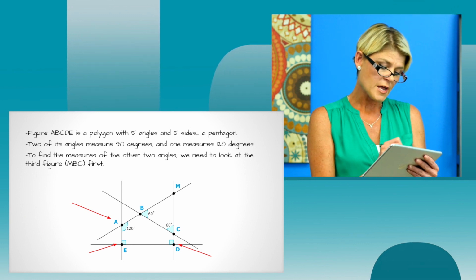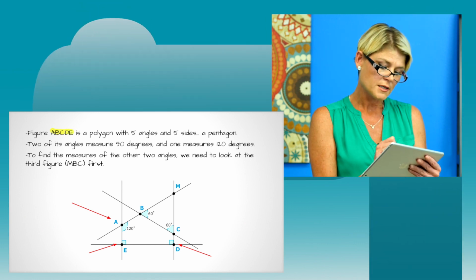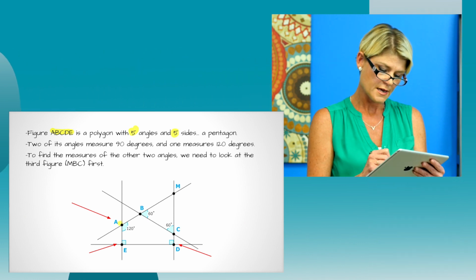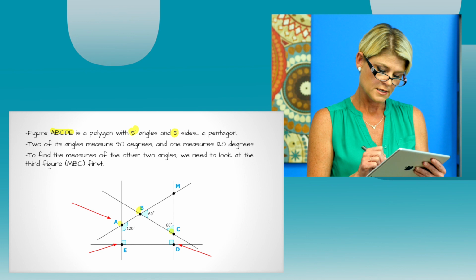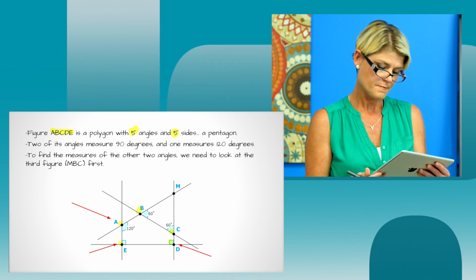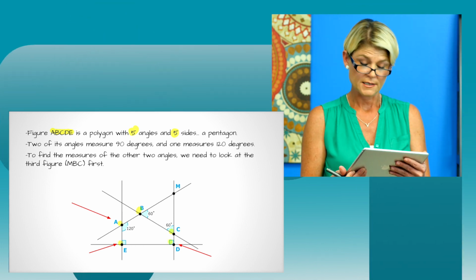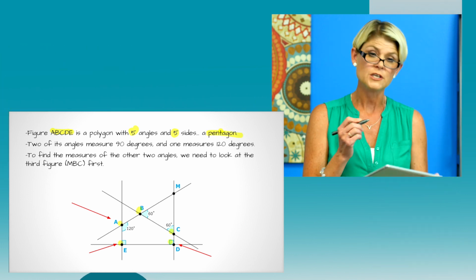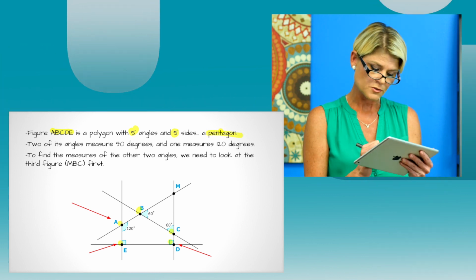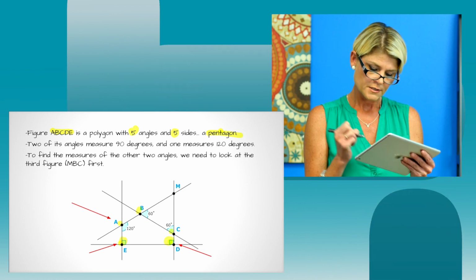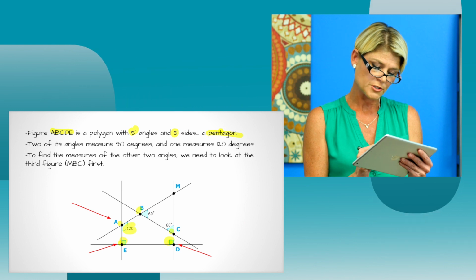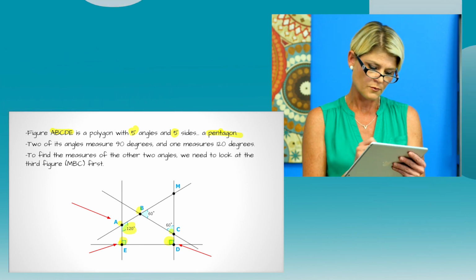So figure ABCDE is a polygon with 5 angles and 5 sides. Remember, A to B, C, D, E. That is a pentagon. And 2 of its angles we know are going to measure 90 degrees because you see this little blue box here, right? So 90 and 90, that's helpful. And when we're given the measure of 120 degrees, that's also helpful.